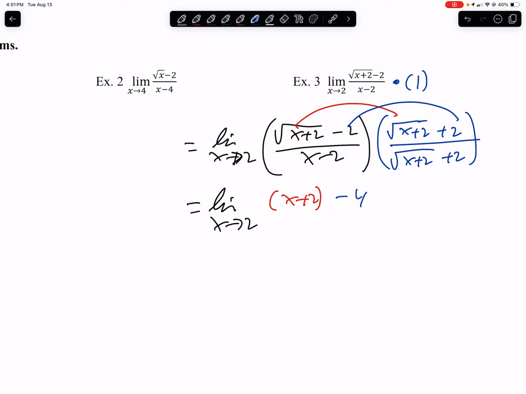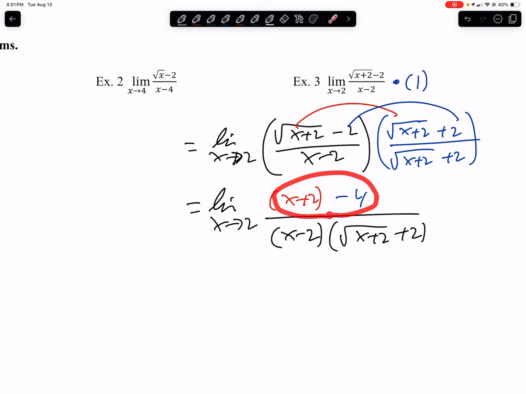minus 4. And on the bottom, remember, you do not factor or multiply the bottom out. You want to leave it in factored form because your goal is to get that 0 there to cancel out and disappear. And that's going to happen nicely here because the top is x minus 2. That's x minus 2. Since they're both x minus 2, that cancels that. And you take the limit of the top. The limit of a constant is a constant.